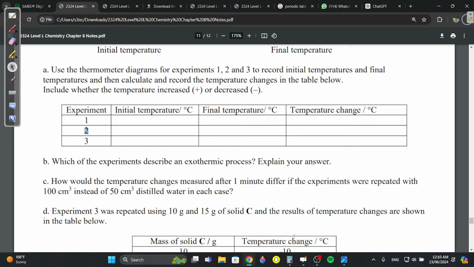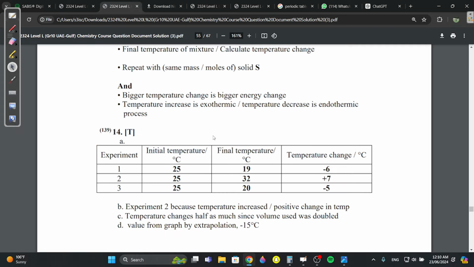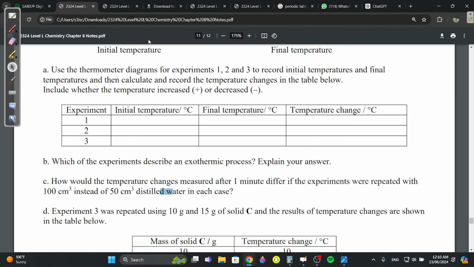How the temperature changes measured after 1 minute differ. If it were repeated with 100 centimeter cube instead of 50 centimeter cube, obviously there would be less temperature change. It would be half, okay? Say it would be half.